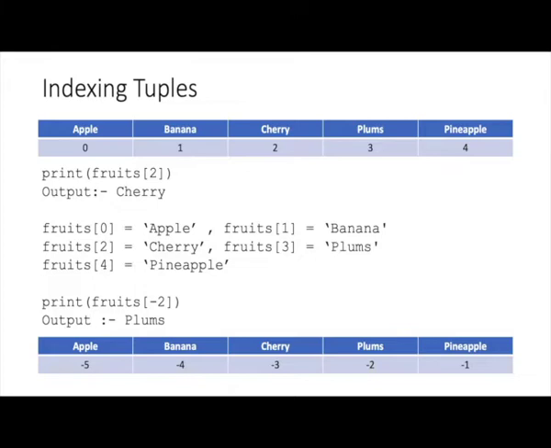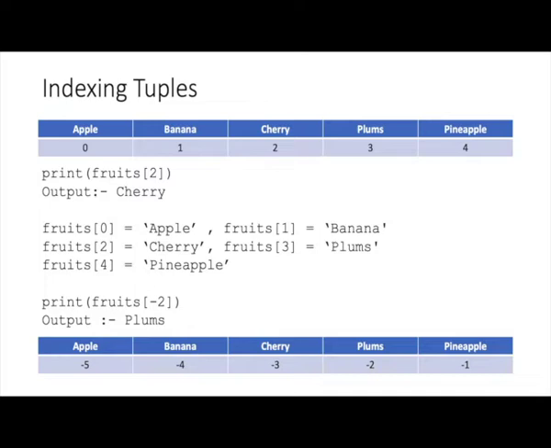Similarly, the indexing of tuples starts from 0. So, fruits of 0 refers to apple, fruits of 1 refers to banana, fruits of 2 refers to cherry, and so on. It is also possible in Python to access the elements of a tuple from the rear end, that is from the reverse, from the end of the tuple. For example, here I want to refer to the element which is at the last.